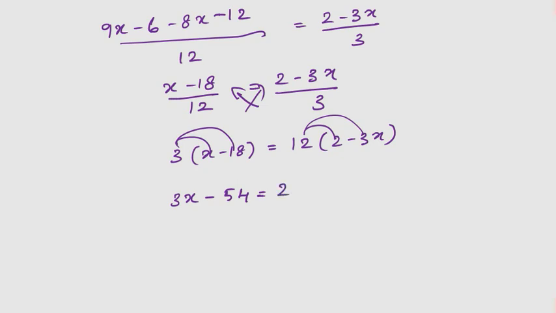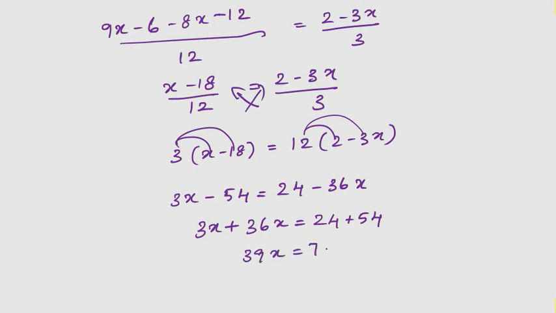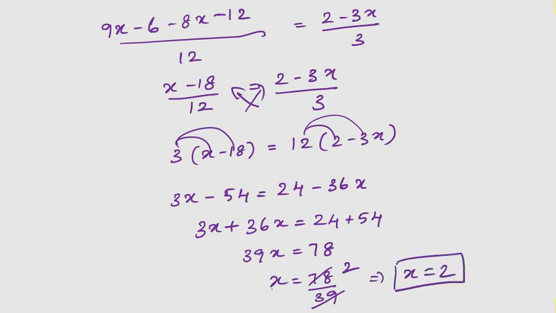So we get 24 minus 36x. So we'll write the x terms together and the numerical values together. So we get 3x plus 36x is equal to 24 plus 54. So that becomes 39x is equal to 78. So x is equal to 78 divided by 39. So we can cancel these two. We get the value to be 2. So therefore x value is equal to 2.